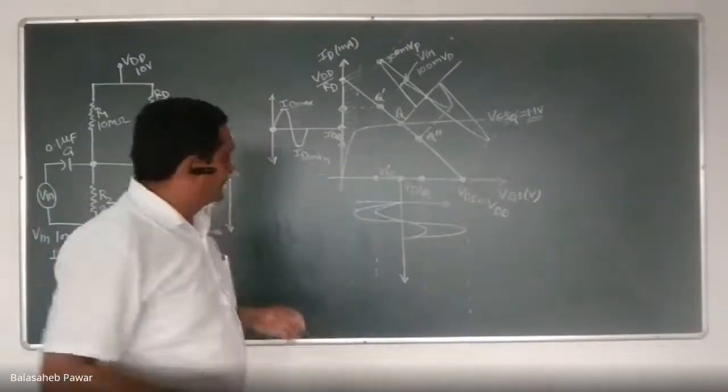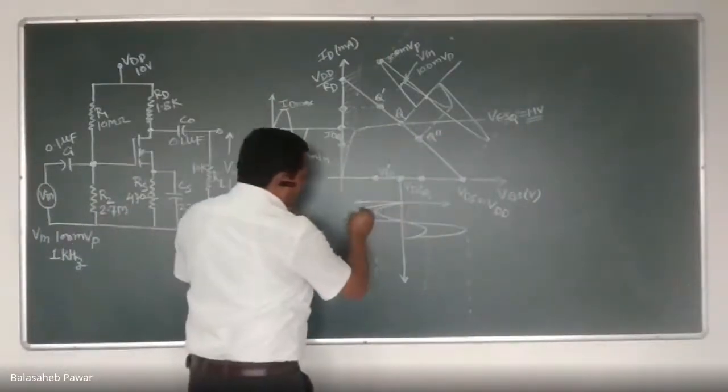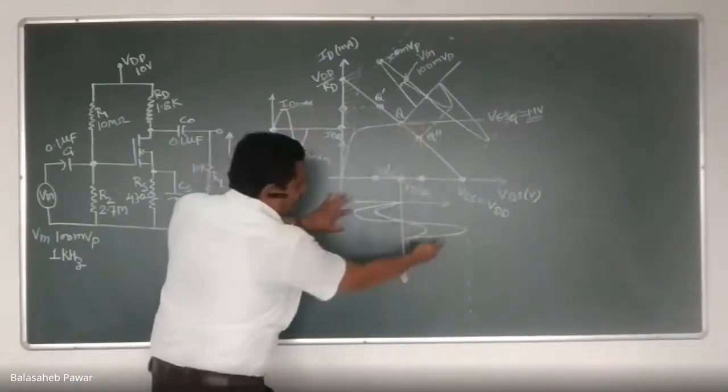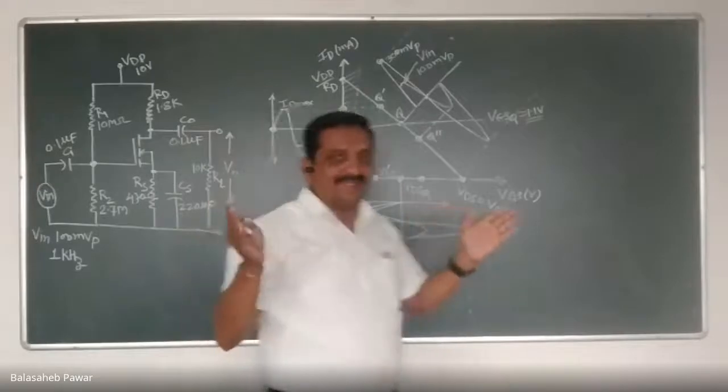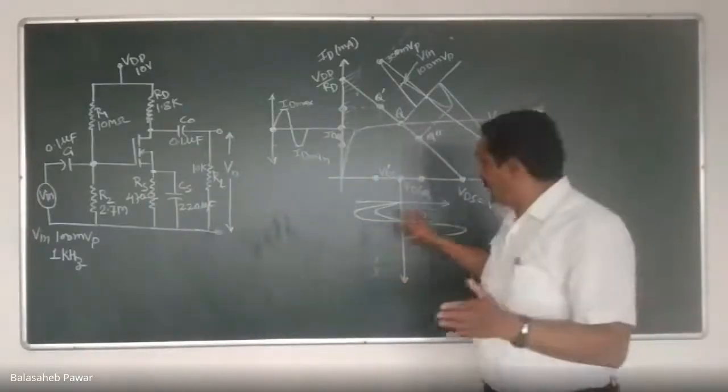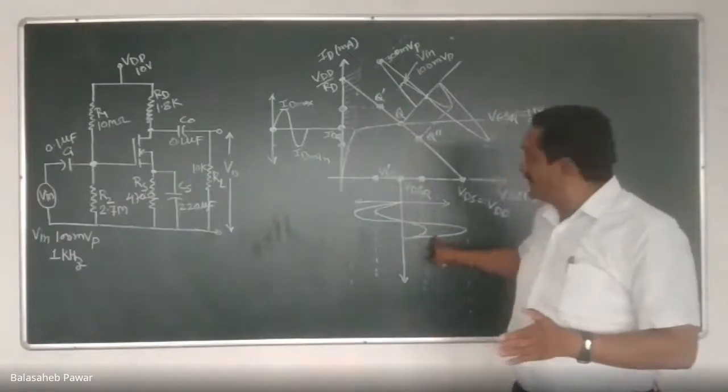Correct. The obtained output voltage is without any clipping. That output follows the input. It looks like a sine wave. There is no clipping in its positive as well as negative half cycles. That is for the output signal. Correct. Right.